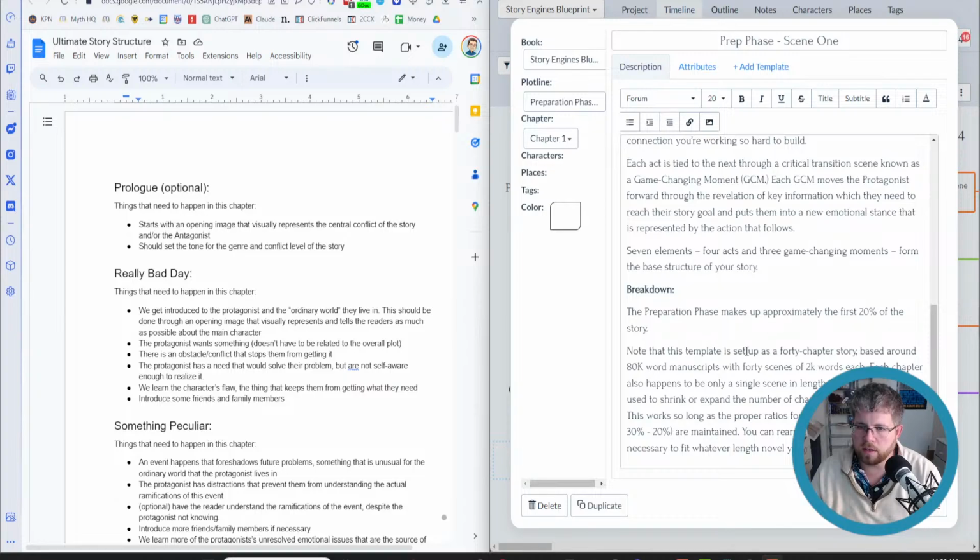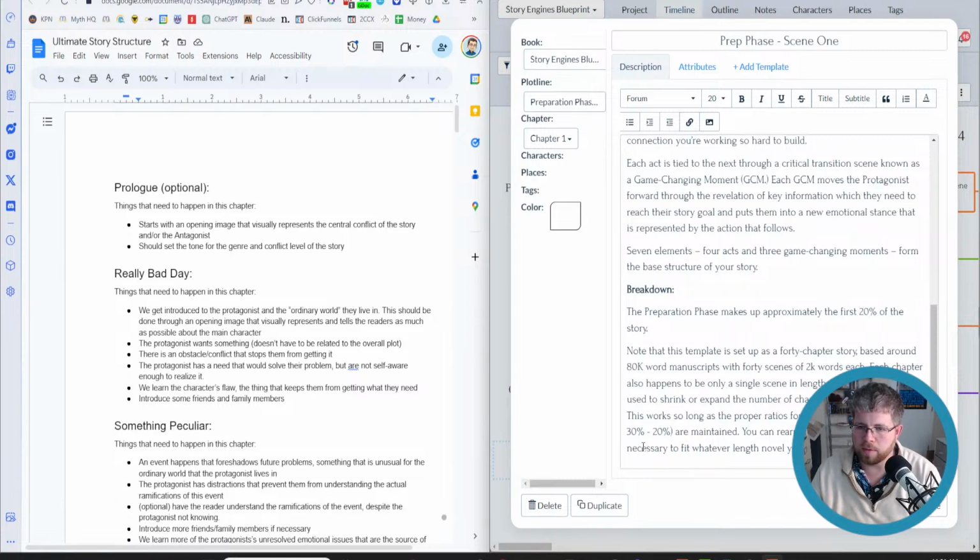Note that this template is set up as a 40-chapter story based around 80k word manuscripts with 40 scenes and 2k words each. Each chapter also happens to be only one single scene in length. This model can be used to shrink or expand the number of chapters or scenes as needed. This works so long as the proper ratios for each phase are 20%, 30%, 30%, and 20%, which is about right.